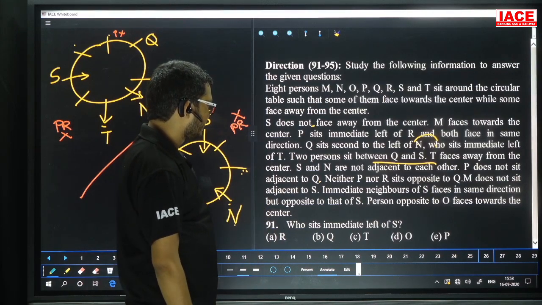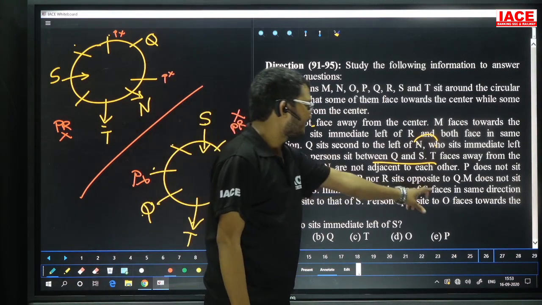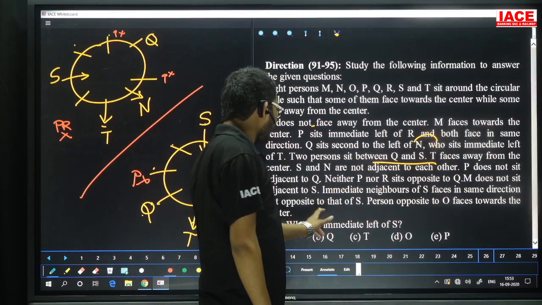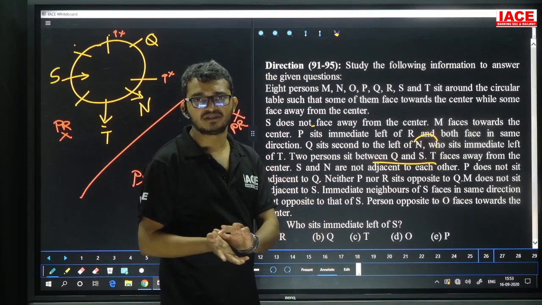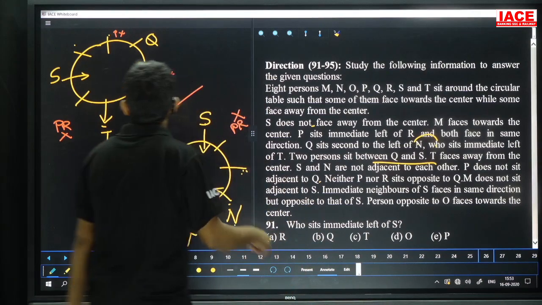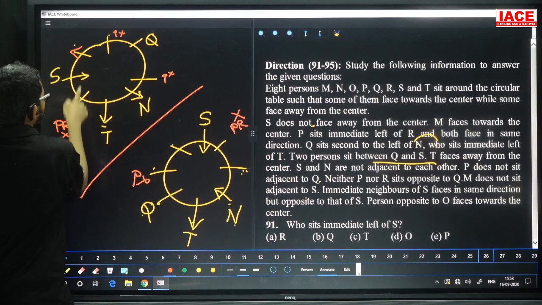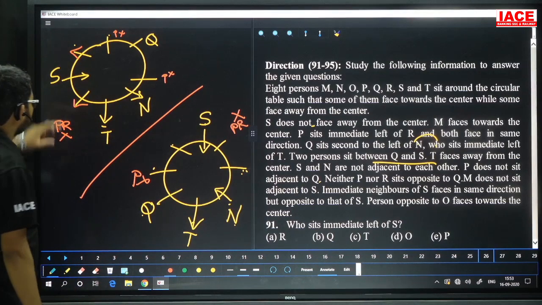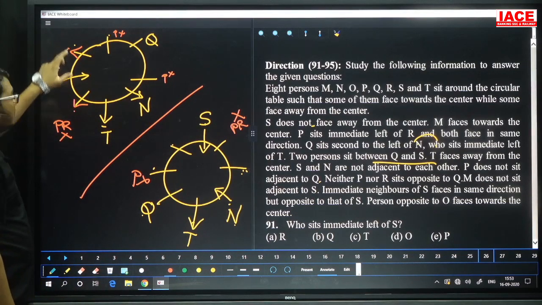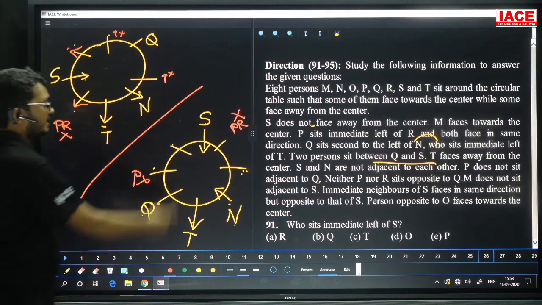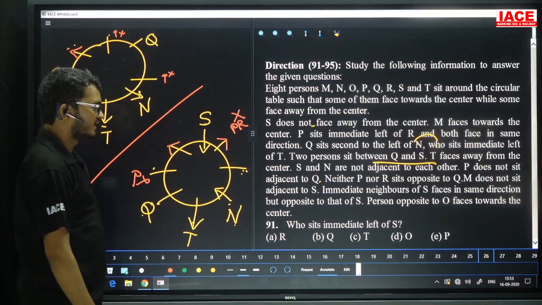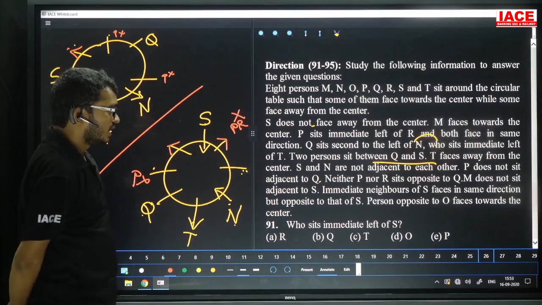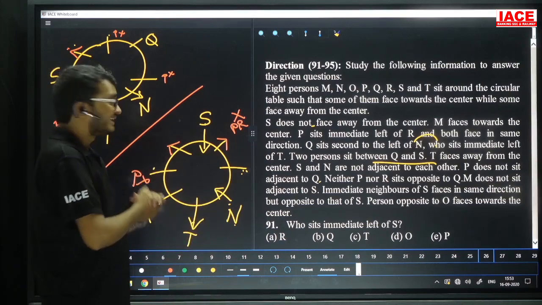Leave it. Next one: immediate neighbors of S face the same direction but opposite to that of S. S is facing inside, so immediate neighbors of S are facing outside. Yes, leave it. Next one: the person who sits opposite to O faces toward the center. Leave it. Friends, this is the entire given information.